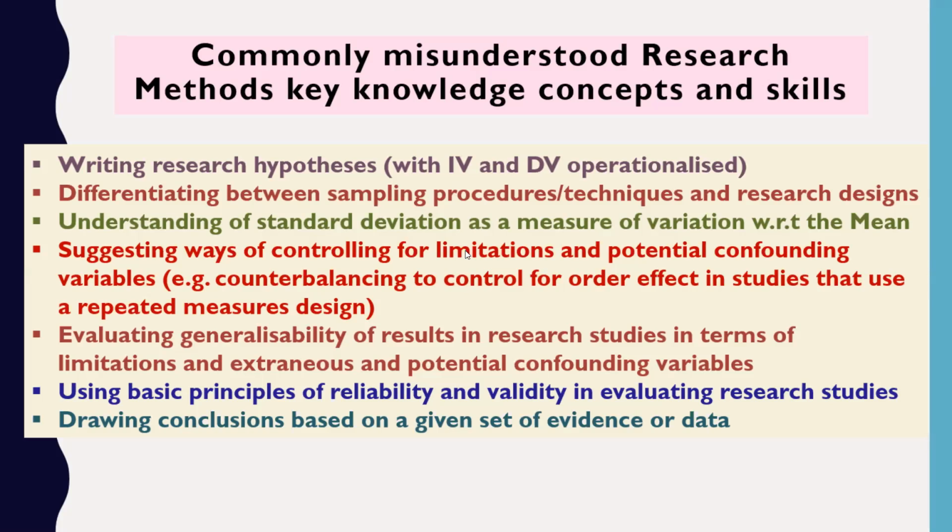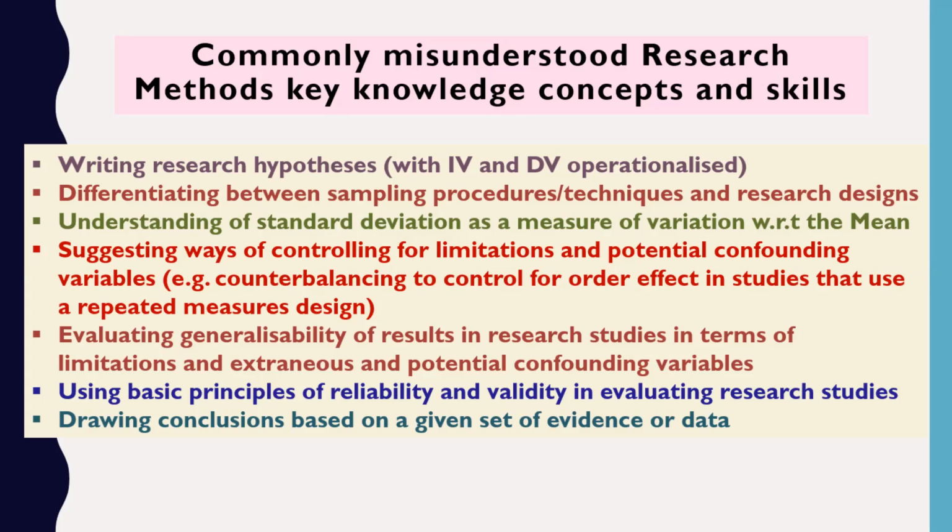Also, when it comes to potential confounding variables, I feel like most of you are really good at identifying them. If you look at a research scenario, you can say, okay, there were more females than males. That could be a potential confounding variable. Or that the researcher didn't control for alcohol tolerance levels in a study looking at the effect of alcohol on driving ability. A lot of you can identify this, but when it comes to explaining how we can control for those potential confounding variables, that's where we encounter some difficulty.